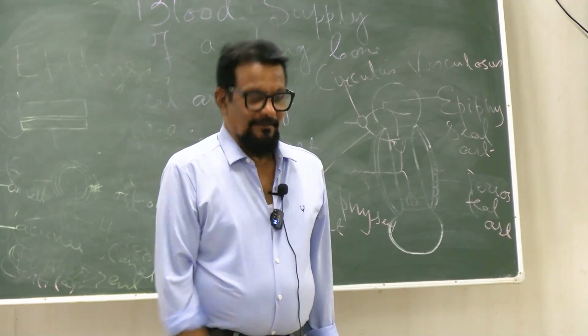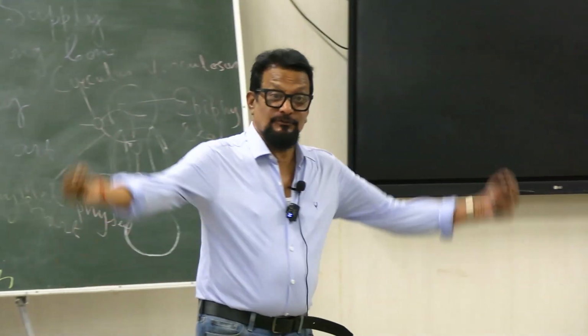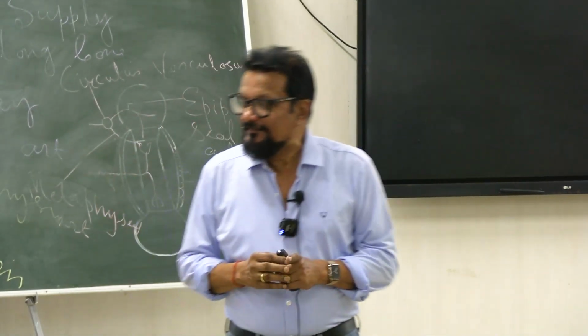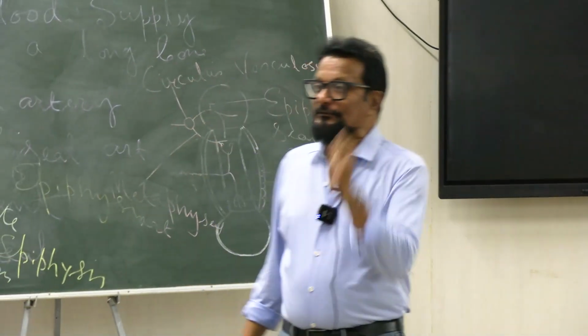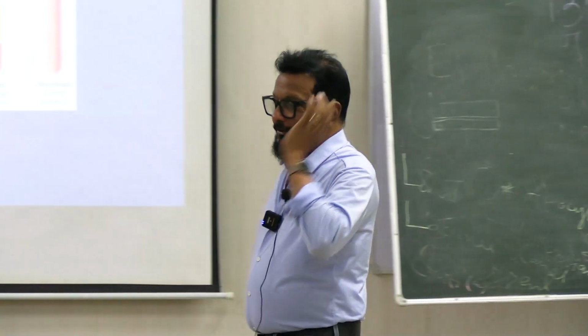Understood? Okay. When all the 4 hemes are saturated, all four are having oxygen, then we call hemoglobin 100% saturated with oxygen. So remember this point.